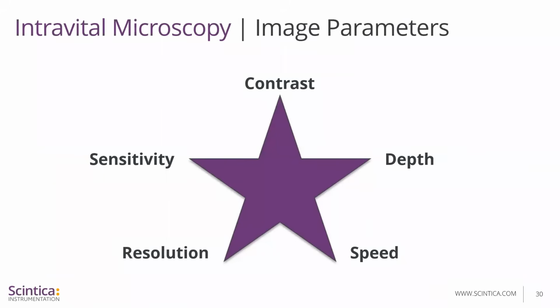Now that you're ready to acquire images, you'll have to think about which imaging settings you will be using, which will determine your image parameters and therefore your quality of analysis. Common image parameters to keep into account are image contrast, your sensitivity, your image resolution, the speed at which you're acquiring images, and the depth at which you're looking. I won't go into detail for each and every one of these because how you set them will be different for the majority of the software.